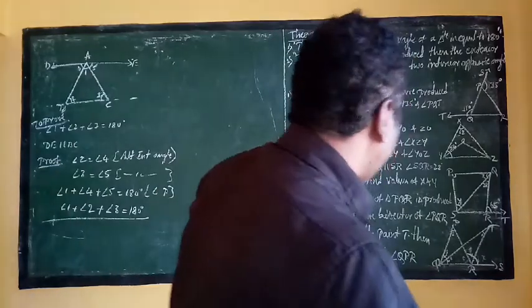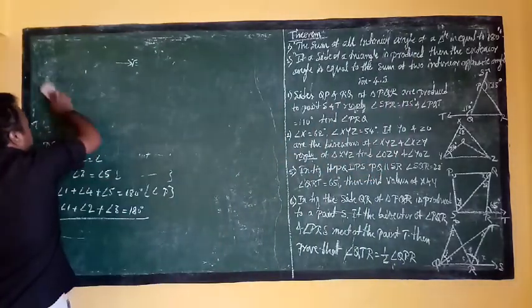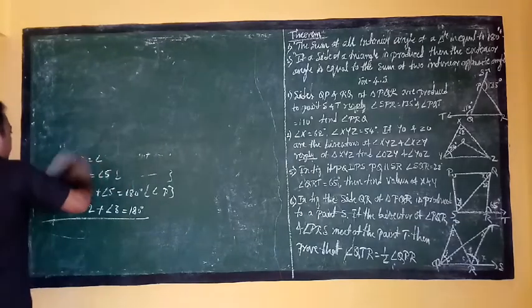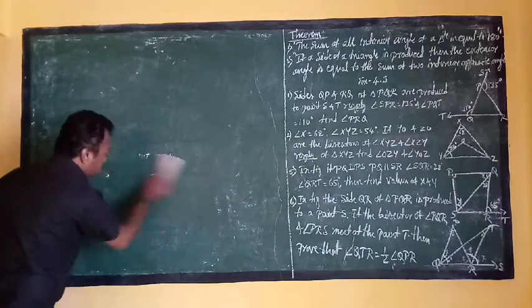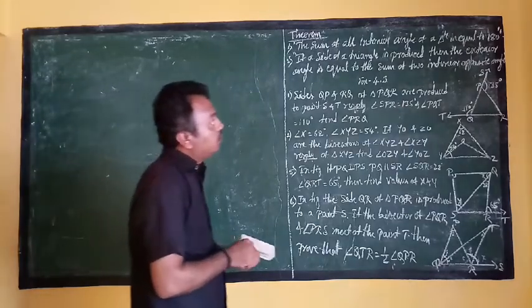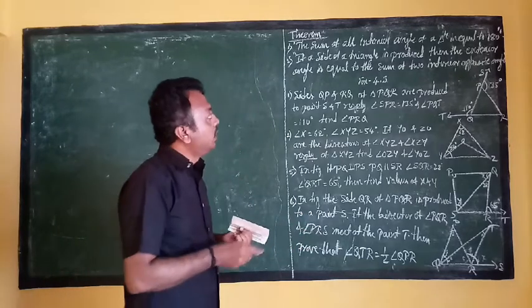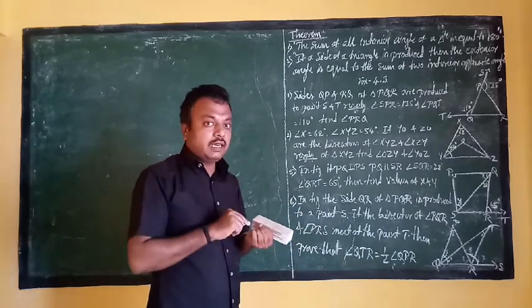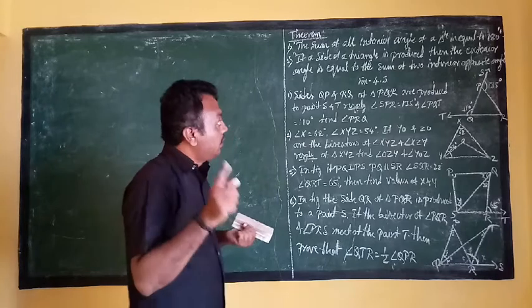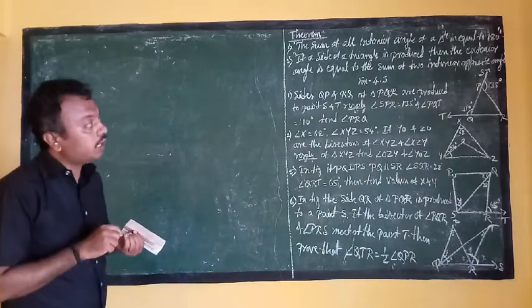So the exterior angle property we already discussed in last year's classes. What is the exterior angle statement? See students, if a side of a triangle is produced, you can take any side of a triangle and produce any one of the sides, it forms an exterior angle. That exterior angle is equal to the sum of the interior opposite angles.